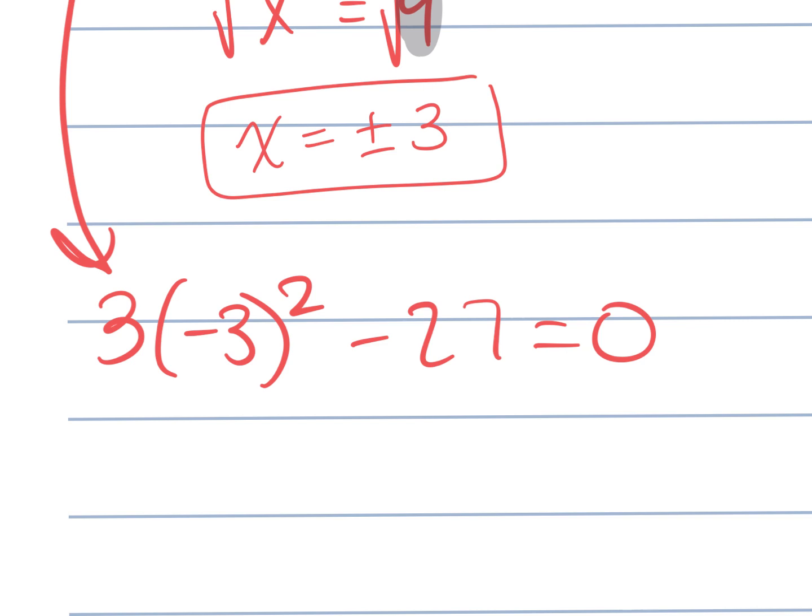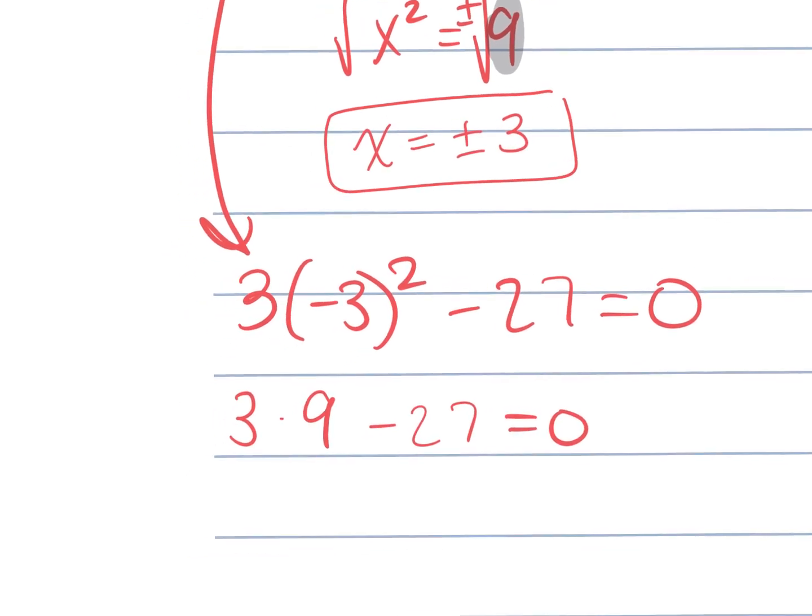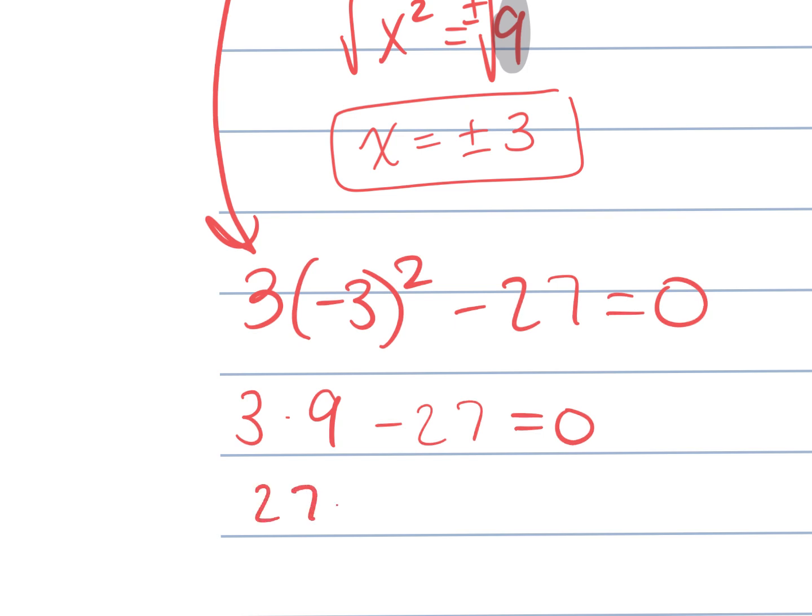Wait, why is there parentheses at the top? Because we're plugging in for x, right? Just 3 times 9 minus 27. So this is going to be 3 times 9 because (-3) squared is 9. Oh, I forgot that there's parentheses. Minus 27 equals 0. Okay, what's 3 times 9? So 27 minus 27, is that equal to 0? Boom, it works. You see that? And don't forget to always plug in for x with parentheses, okay?